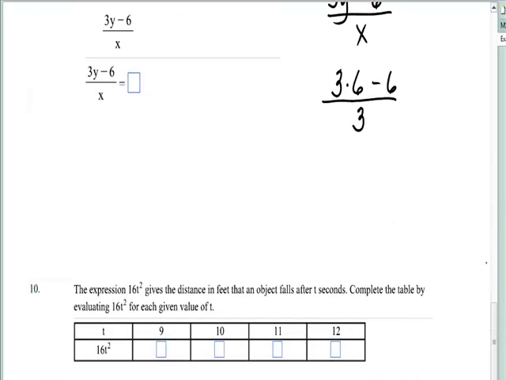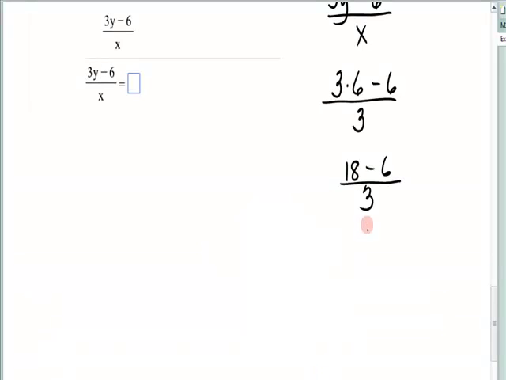So I'm going to simplify what's in that numerator. If I look at that, I have multiplication, then subtraction. So I'm going to multiply for 18 minus 6 over 3. So all I've done so far is this part. And now 18 minus 6, give myself just a little more room, is 12 over 3. And 12 over 3 is 4.